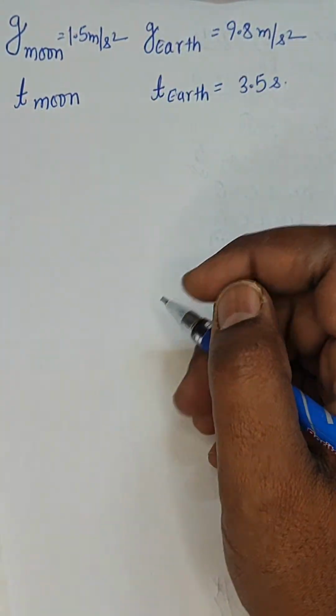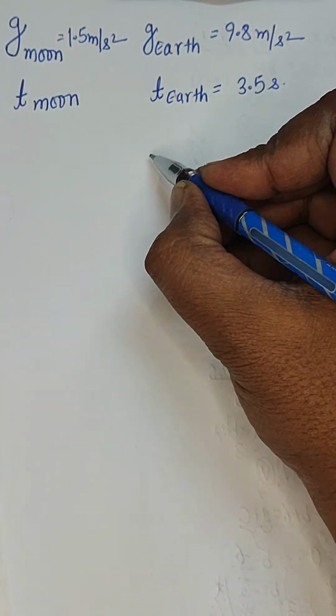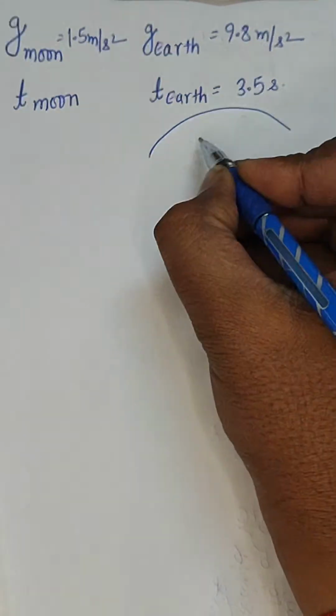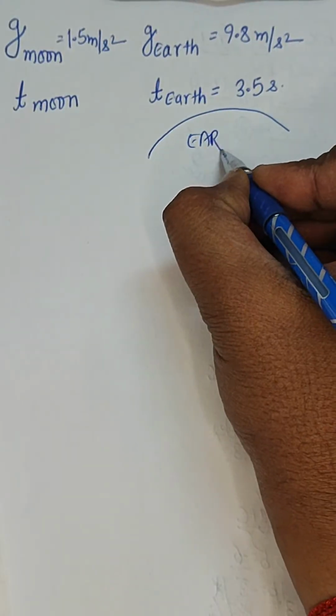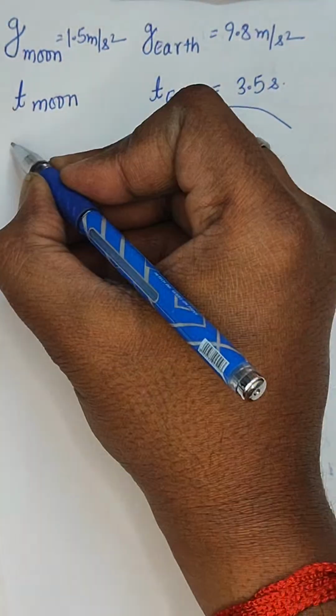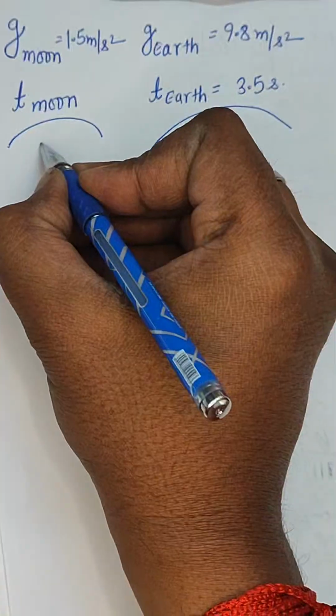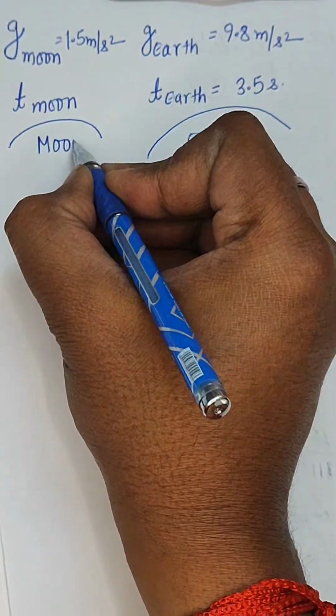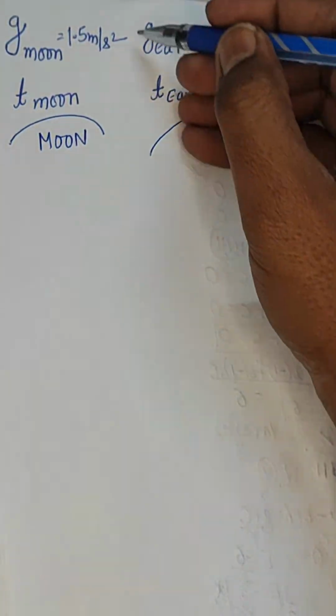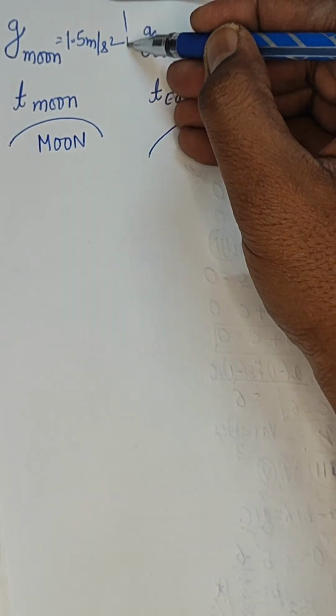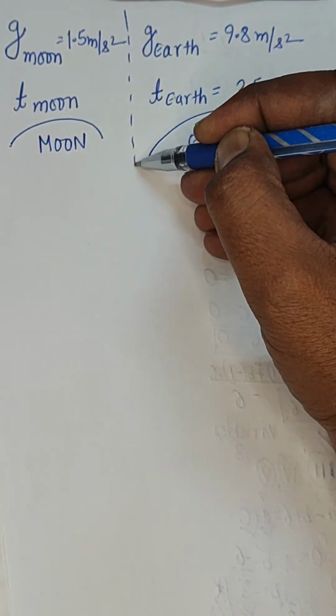Two heavenly bodies are given to you. One is earth and another is moon, right? So there are two surfaces, it's clear. Now the two conditions can be bifurcated like that.